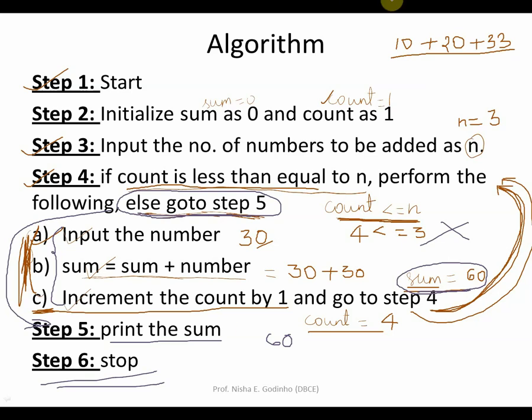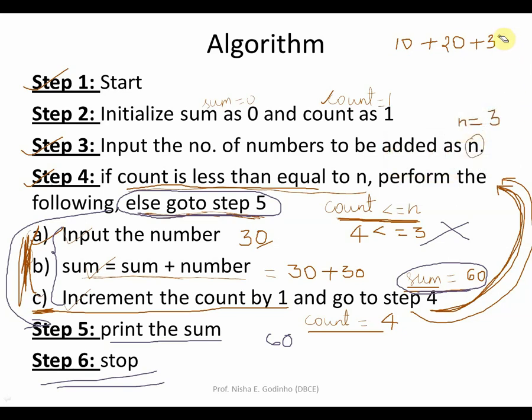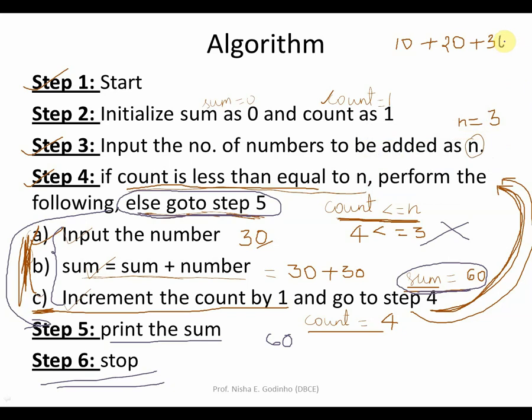Okay, I think I made a mistake. Instead of adding 33 I added 30. Okay, so I'll update this one rather than this one. I will update this value. So these are the 3 numbers to be added. And that's it for this particular class.